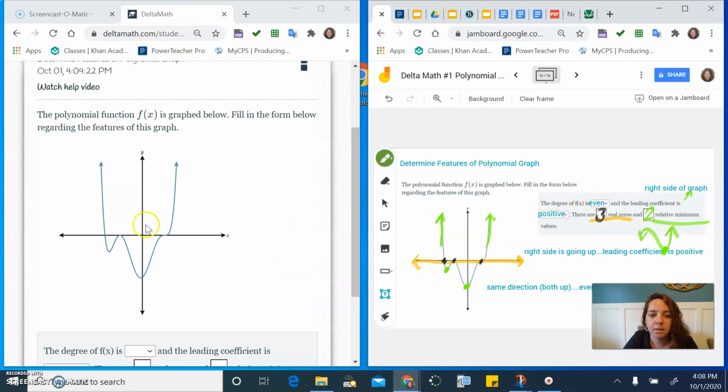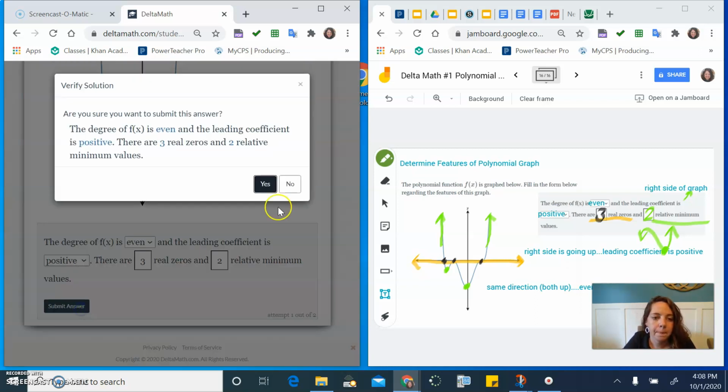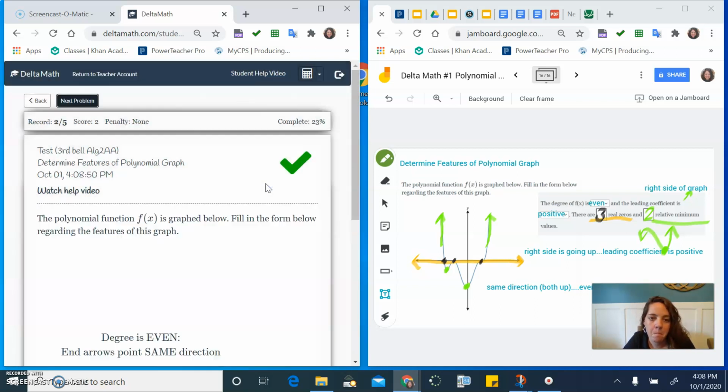So let's see. We got to type in, I have to choose even here, positive here, 3 real zeros, and 2 relative minimum. Let's see. Ka-chow. There you go.